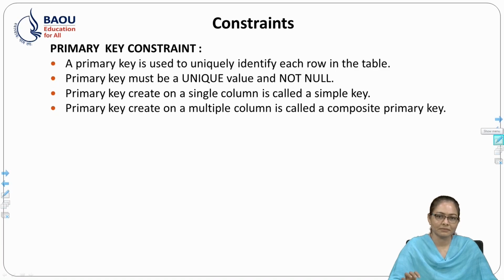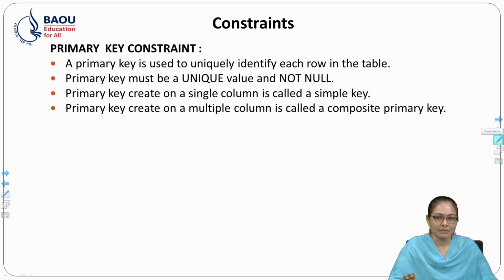Now we see the first one, the primary key constraint. The primary key is used to uniquely identify each row in the table. A primary key must be a unique value and not null, meaning the column we define as the primary key contains a unique value, and null or blank values are not allowed. A primary key created on a single column is called a simple key, and one created on multiple columns is called a composite primary key.